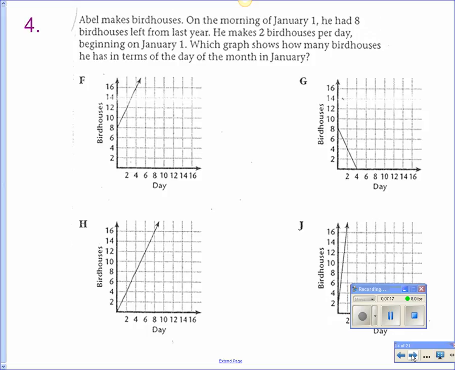Okay. Abel makes birdhouses. Which graph shows how many birdhouses he has in terms of the day of the month in January? Okay. Daniel, help me write a y equals for this one. Y equals 8... Very good. Why did you put 2x? Good. Per day. So that's why x went with the 2.